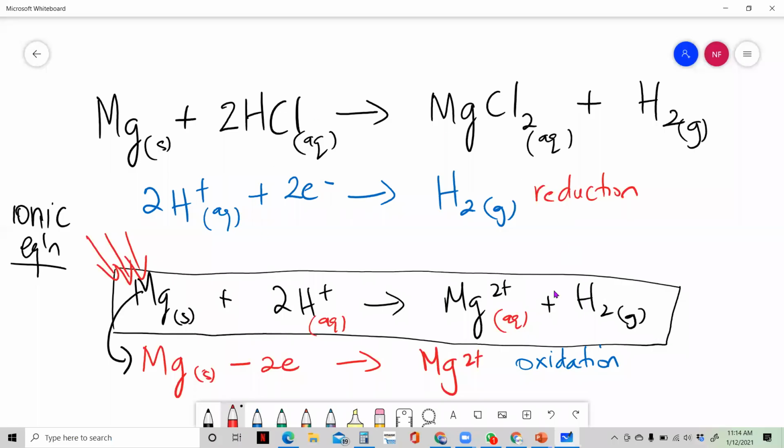Now I'm looking at the other half of the equation. Hydrogen ion gains 2 electrons. So we have 2 of them. So in total, 2 electrons are gained to form hydrogen gas. By definition, if the species gains electrons, then reduction has taken place. So to identify, all we need to say is magnesium is being oxidized and hydrogen is being reduced.